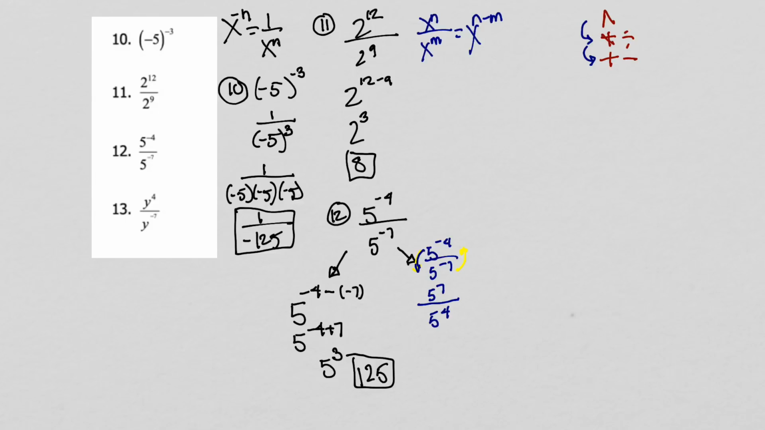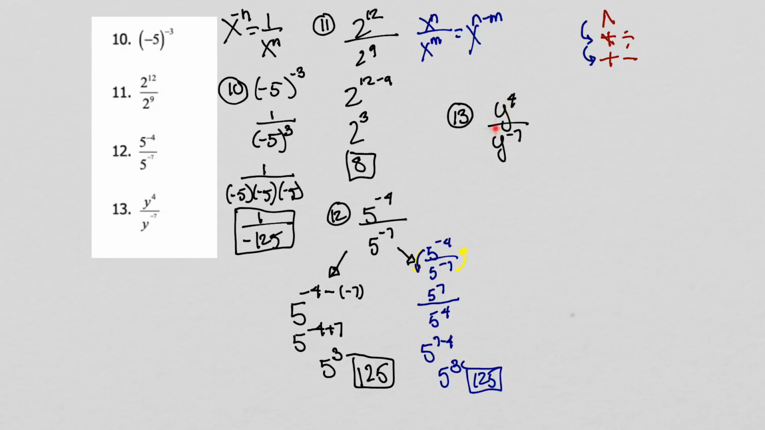And now I'm going to use the quotient rule. So I've got the division, 5 to the 7 over 5 to the 4. Subtract the exponents, so it'll be 5 to the 7 minus 4. That's 5 to the third. I still get 125 if I do it that way.